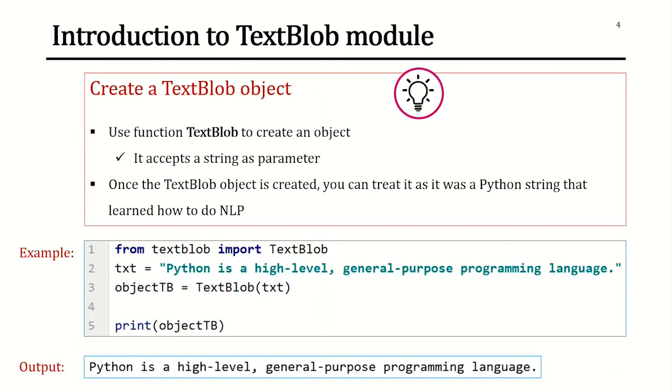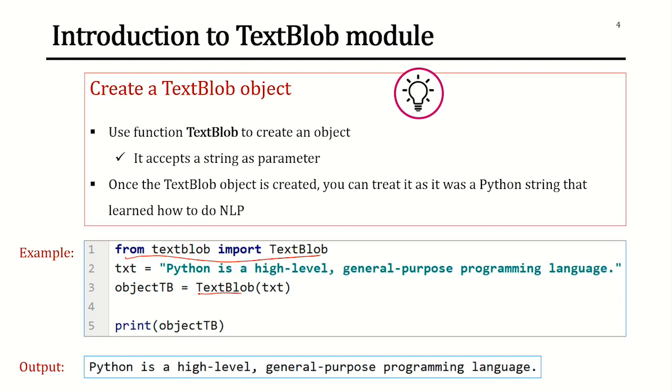And before we can use the many other available functions in the TextBlob module, we need to create a TextBlob object. So how to do this? We need to import the TextBlob module from the library. And next we can use the TextBlob function to create a TextBlob object. This function actually accepts a string as a parameter. So once you create this object, it can be treated as a string like in Python. And from that object, we can access some properties and functions that are available to perform NLP tasks.